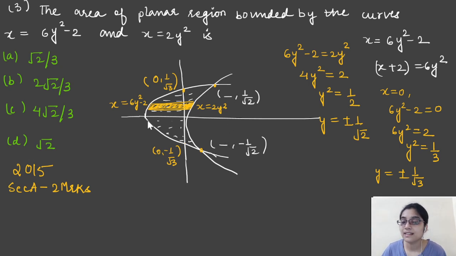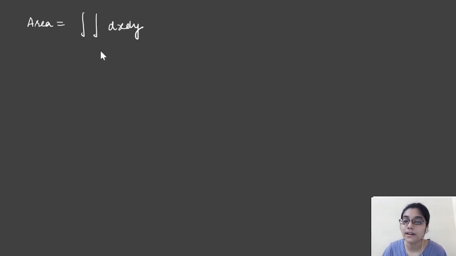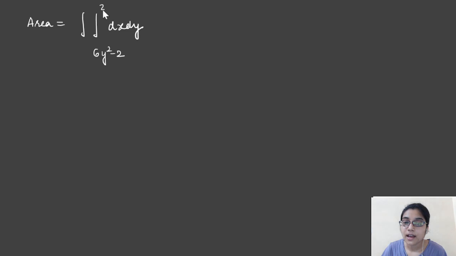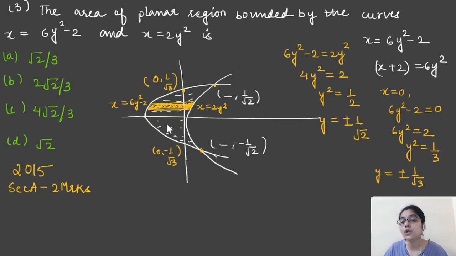Why? Because the limit of x I have already got, from 6y square minus 2 to 2y square. So we want the limit of y. For the limit of y, I want to go from bottom to top. Then why go for x?